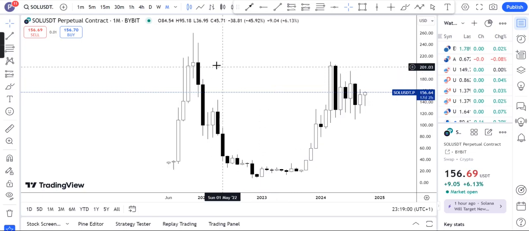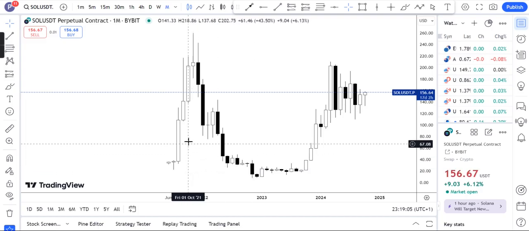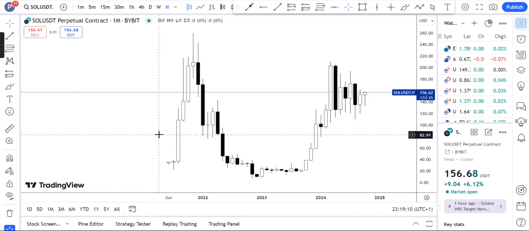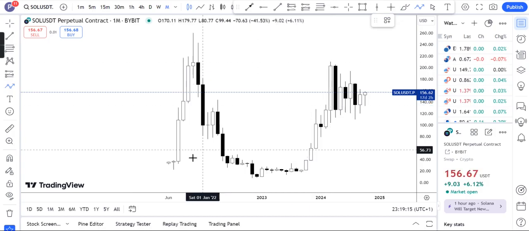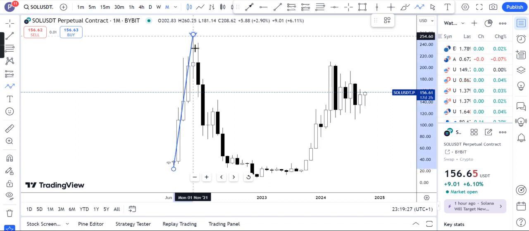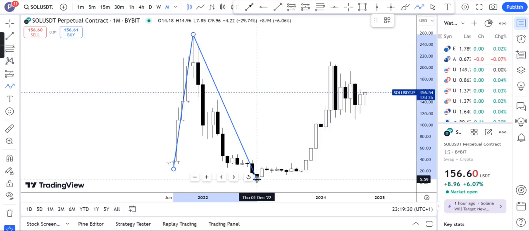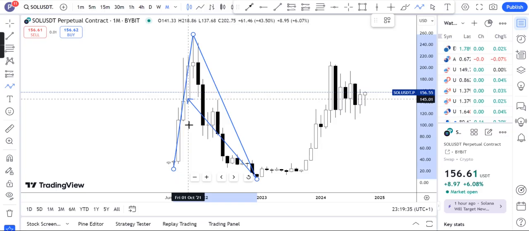So today we are basically going to be talking about the Solana USDT. Now we can clearly understand that this Solana coin, from this point, has given us a rally to the upside, and then it has dropped.